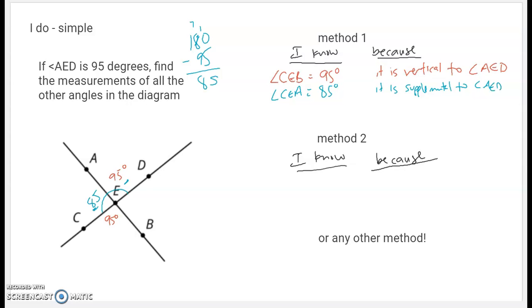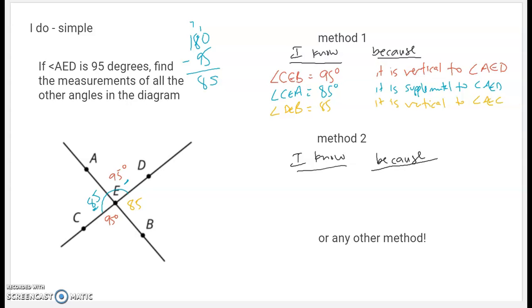Now I can find this last one a couple ways. I can make another supplementary set here, or I can just say, look, this is 85 and this one's vertical to it, so it must be 85 as well. That CEA and that BED, they're both supplemental. So now I can finish off by saying angle DEB is equal to 85. How do I know that? It is vertical to angle AEC. So that's one way I could have done it.